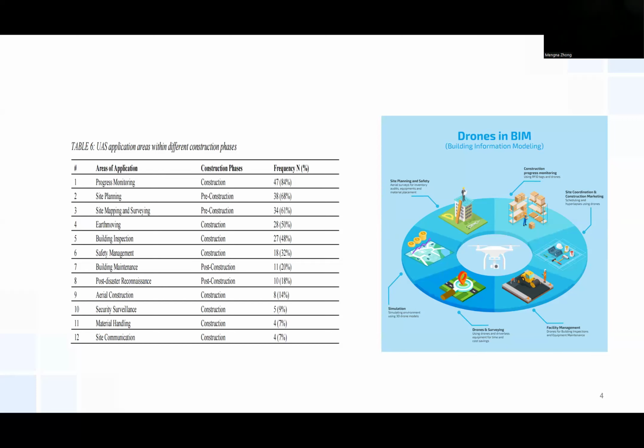Here is a table to show the areas of application in the industry. The first three are progress monitoring, site planning, and site mapping and surveying. I'm actually surprised that drones are already involved in each step of building construction. Starting from site planning, then simulation and inspections.